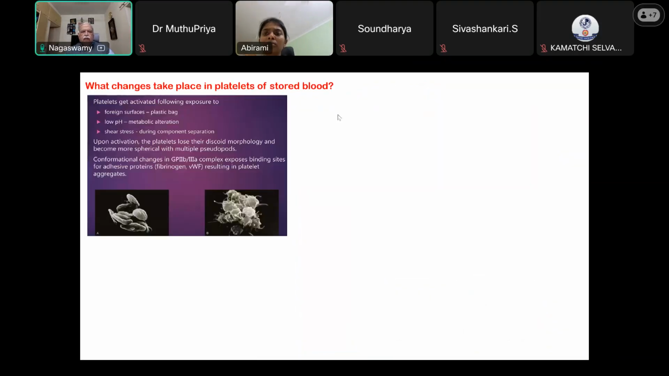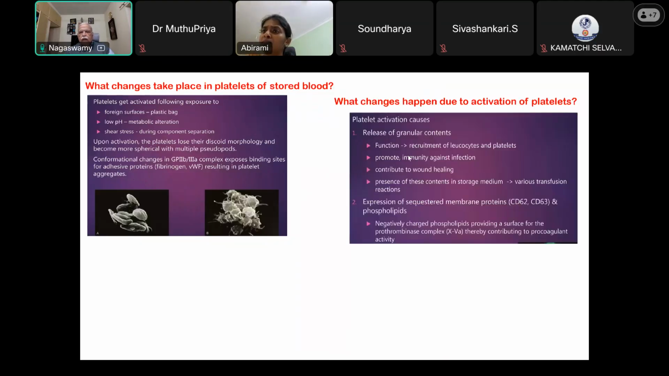And the changes that take place in the platelets: they also lose their shape. This is the normal shape of your platelets, and over a period of time you can see how they change. Shear stress makes them change into this, and then their integrity is also lost and they become degranulated. They start releasing their contents and bind to adhesive sites like fibrinogen, and that is how platelet aggregates form. So this aggregation also takes place over a period of time, and this is another important time-limited change that you have to remember. Once activated, they release all the granular content, and the expression of sequestrated membrane phospholipids leads to another reason for platelet activation.